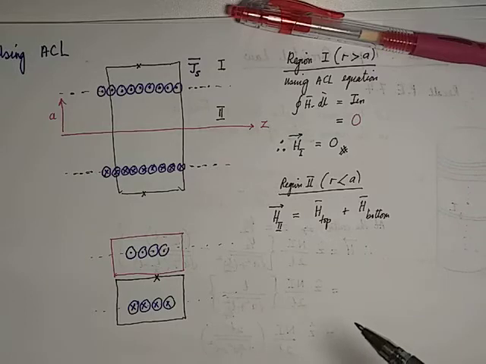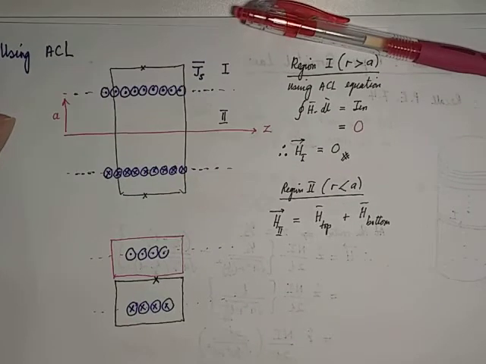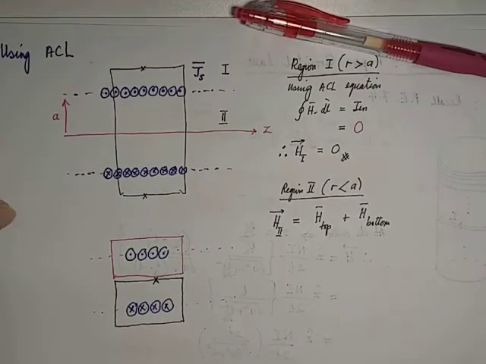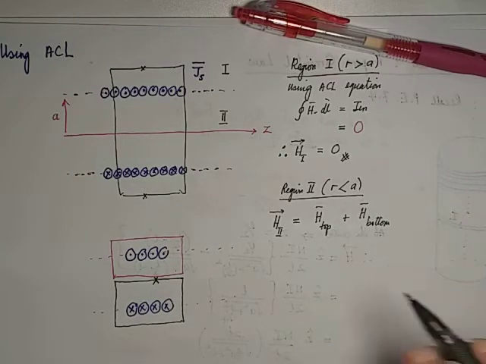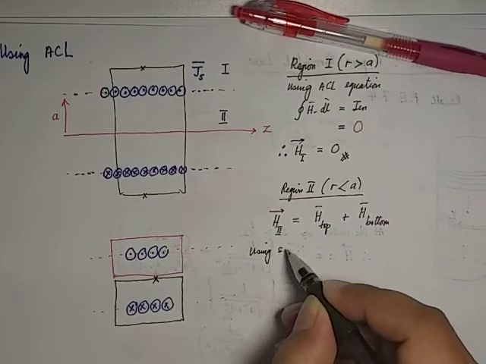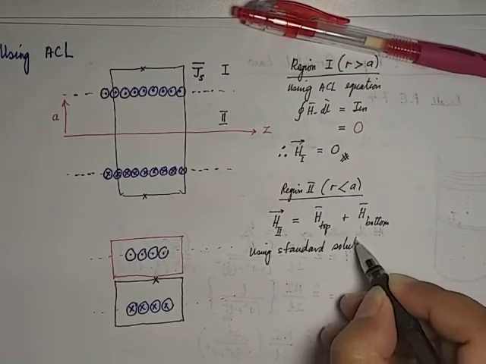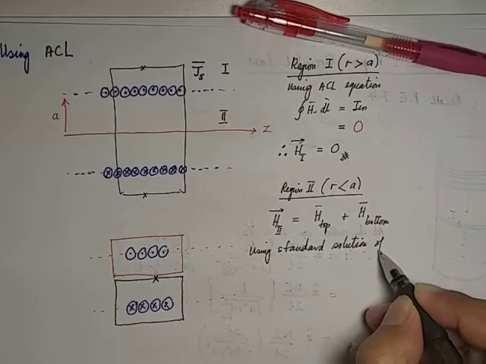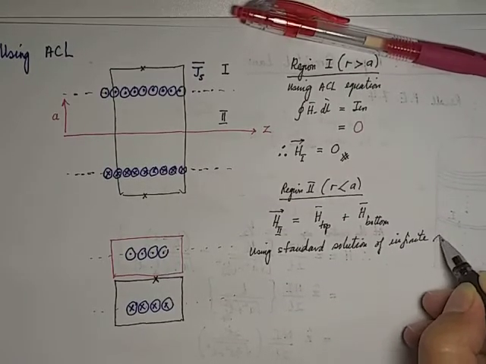It's quite cumbersome. So now we're going to use our experience again, because that's what you can see in EMT. The more examples you do, the more methods you can use to solve your problem. So instead of doing that, I'm going to use another method, using the standard solutions of infinite surface current.